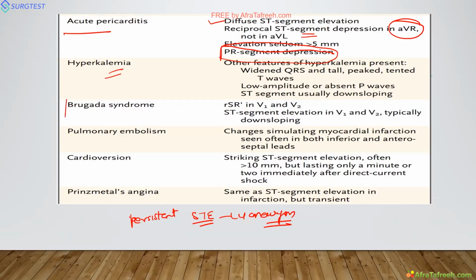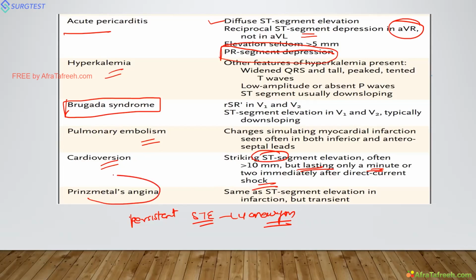Then next, Brugada syndrome. Brugada syndrome shows coved ST elevation in V1, V2, the right-sided leads. Pulmonary embolism can also mimic MI. It can cause ST elevation in the inferior leads due to RV ischemia. Then after cardioversion, when a patient gets a cardiac arrest with pulseless VT and you do cardioversion, at that time there can be ST elevation, but it doesn't last for a long time. It lasts for a minute after the DC shock.